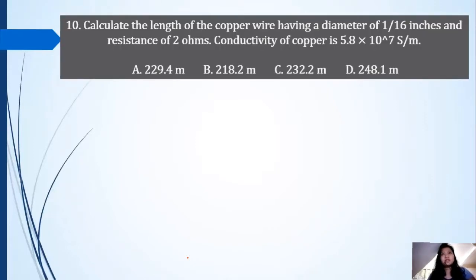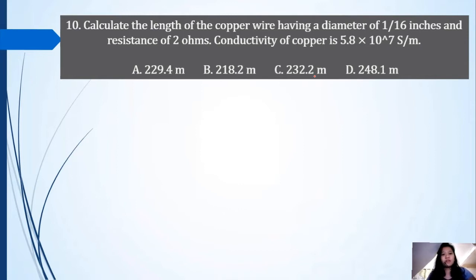So number 10 is: calculate the length of the copper wire having a diameter of 1 over 16 inches and resistance of 2 ohms. Conductivity of copper is 5.8 times 10 to the power of 7 Siemens over meter. So we have here the choices. A is 229.4 meters, B is 218.2 meters, C 232.2 meters, and letter D is 248.1 meters.